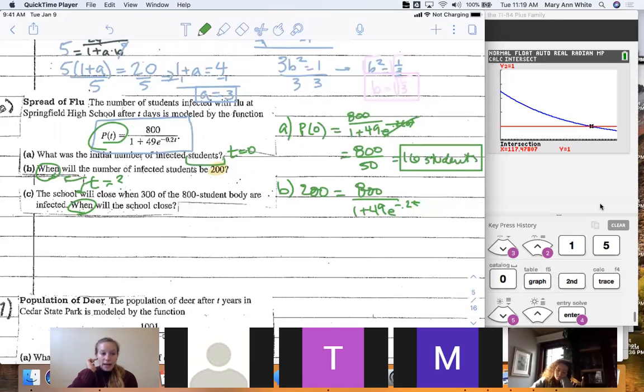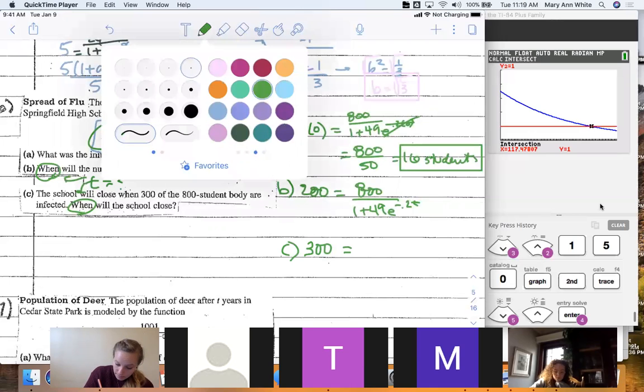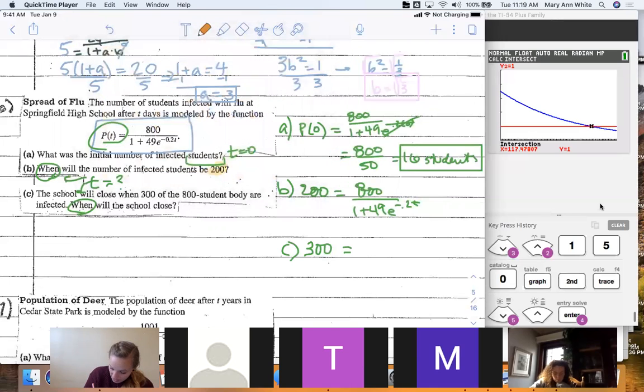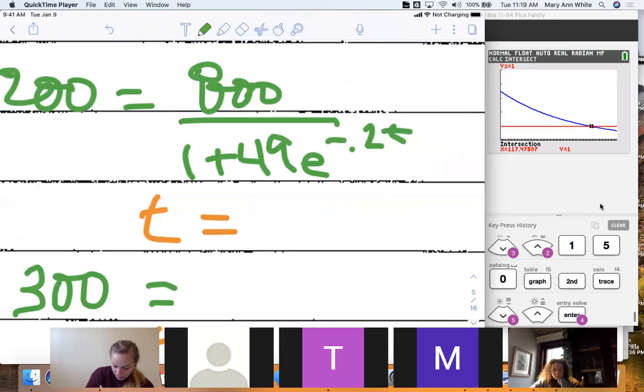Now, before I go to my calculator, I am gonna write the other one. C is very similar. It's just instead of 200, I'm gonna say 300. So it's 300 equals the whole equation. Both of those, we're gonna find out what t equals. So I'm gonna say t equals whatever. That's what I'm about to find in both of these. But in order to do that, I have to plug them into the calculator. So I'm just setting up my equation for success for both of these.